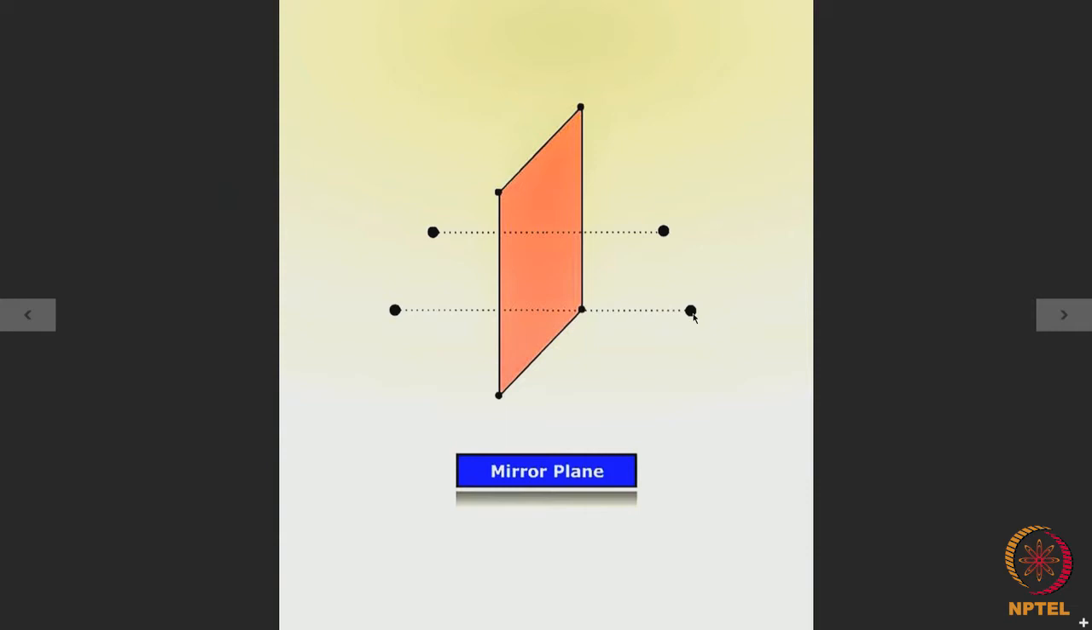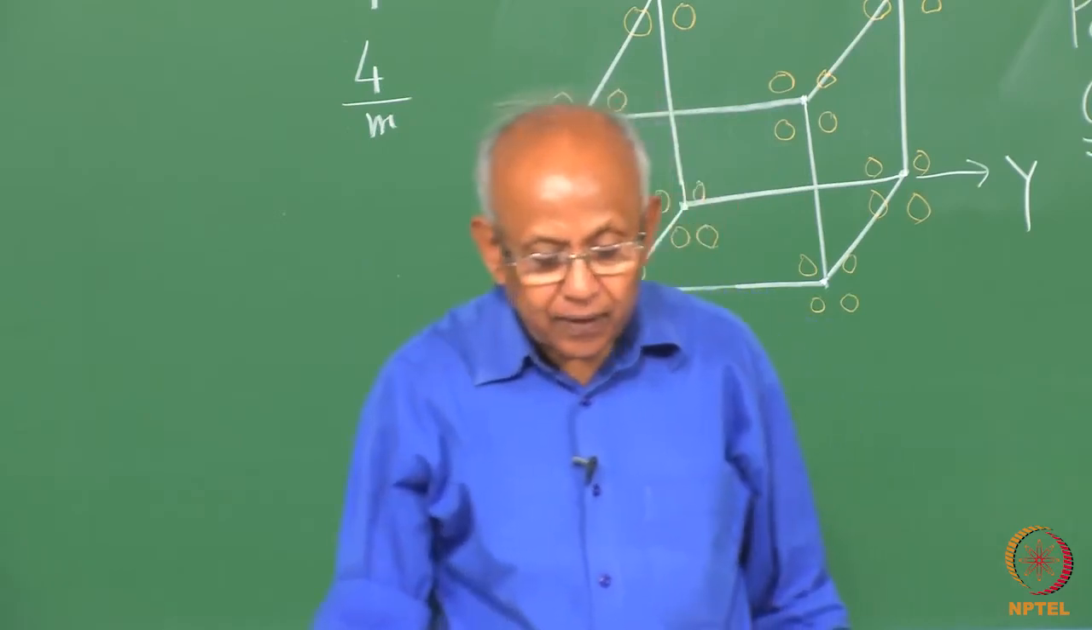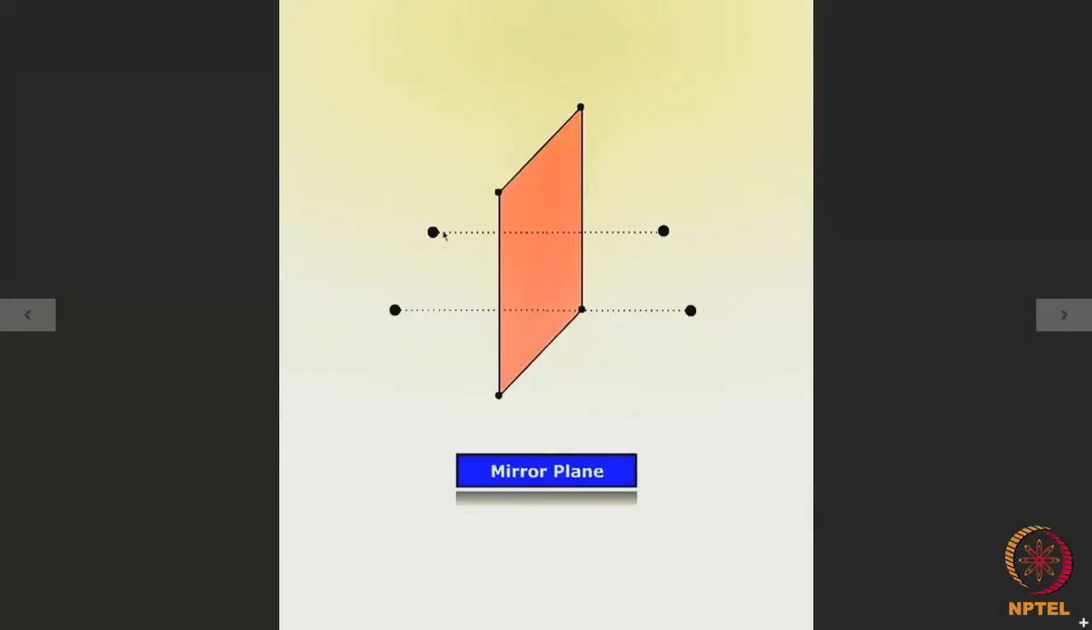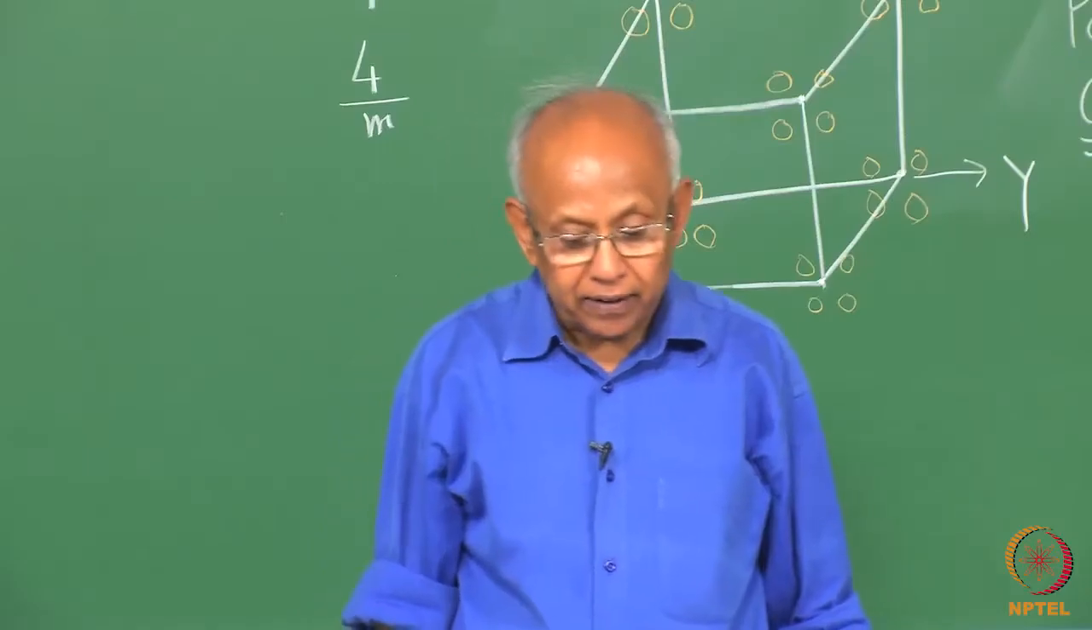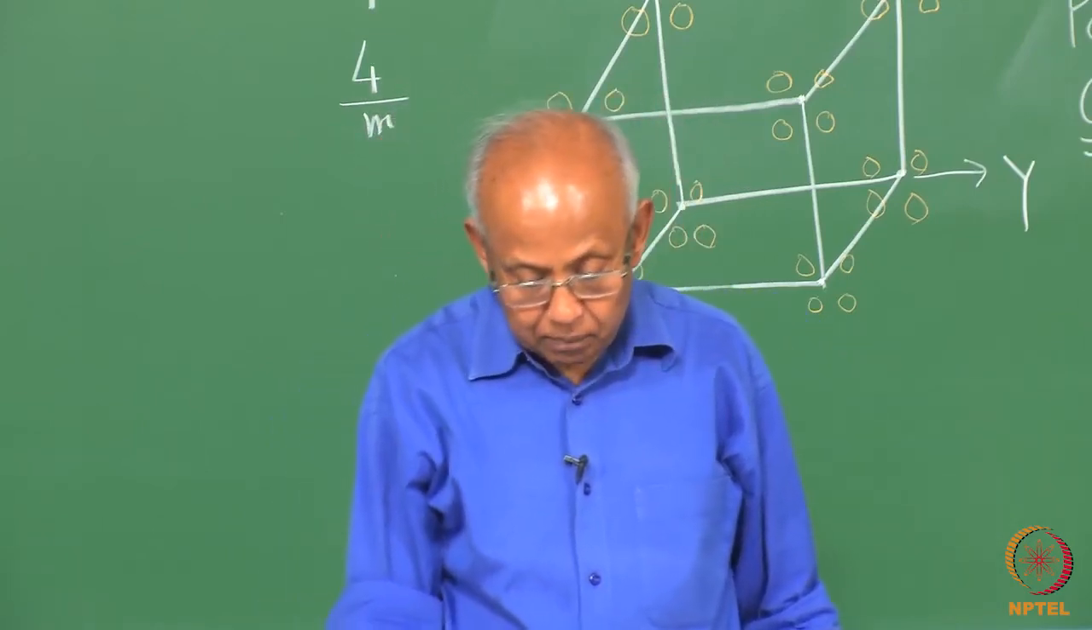We can say that a plane of symmetry or a mirror acts as an operator. So, what is its function? Its function is to cause reflection. And what happens due to reflection? One point will generate one more point. So, a mirror plane or a plane of symmetry will generate one point from a given point. So, there are 2 equivalent points for a mirror plane symmetry.